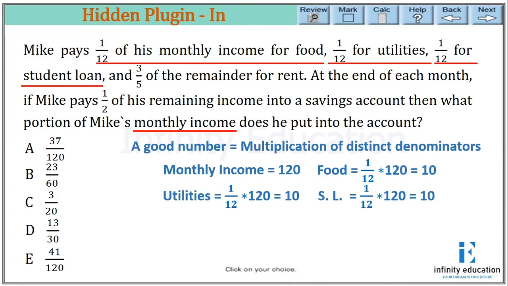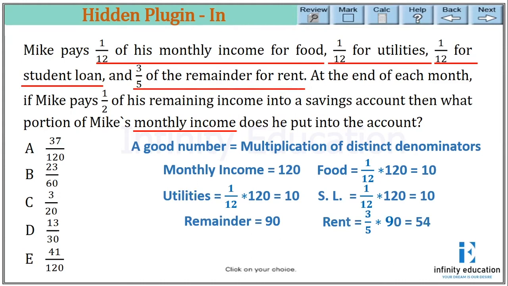And 3/5 of the remainder for rent. So first I have to calculate the remainder. The remainder will be 90, because 10 for food, 10 for utilities, 10 for student loan. So Mike is now left with 90. Now 3/5 of the remainder for rent. So for rent, Mike is paying 3/5 of 90, that is 54.